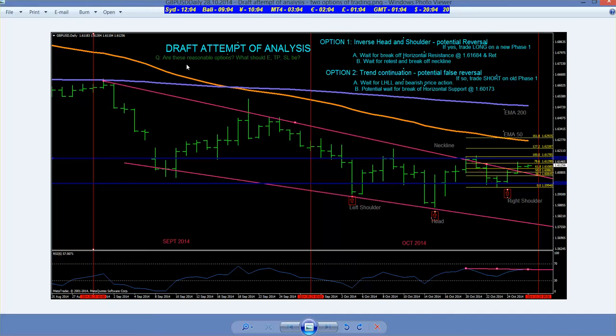Draft attempt analysis. Are these reasonable options? What should entry be? Well, once you get the neckline right, your entry is off the swing low off the neckline. When it does a break over and swings underneath it, as I said, on the daily there was no real option to have a proper crack at it, but now there might be on the shorter time frame. Okay.